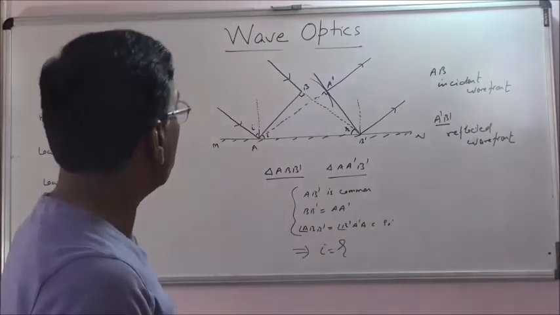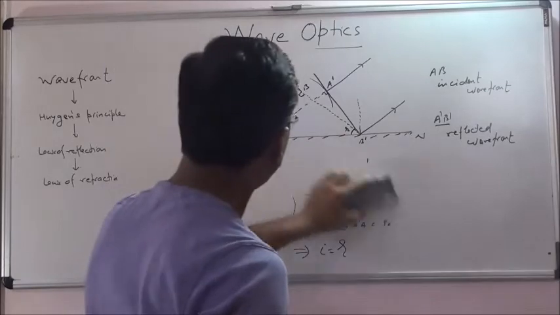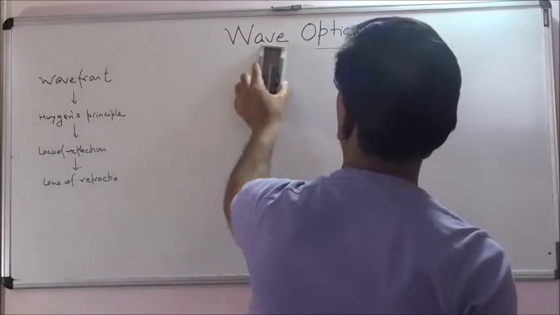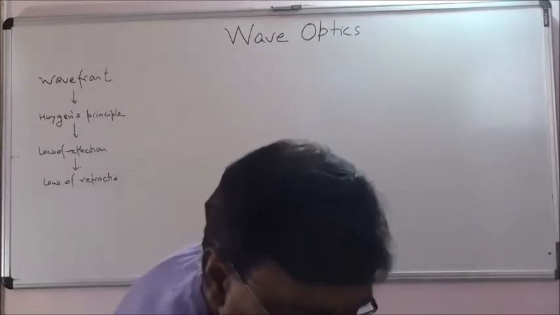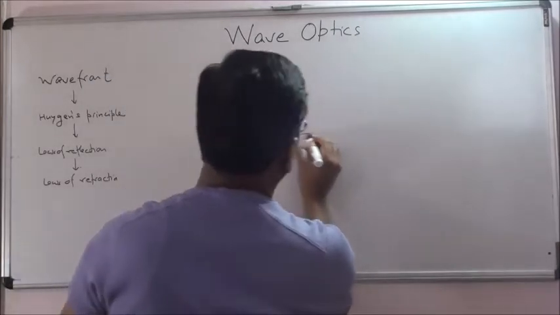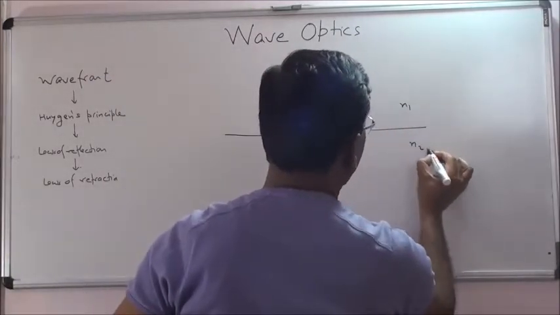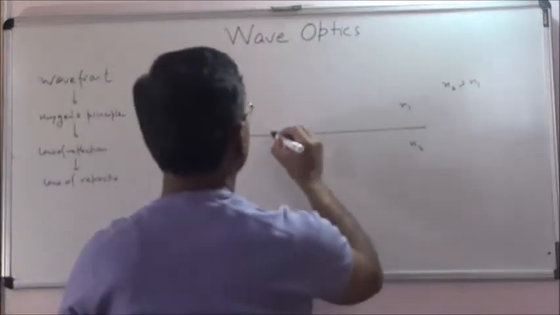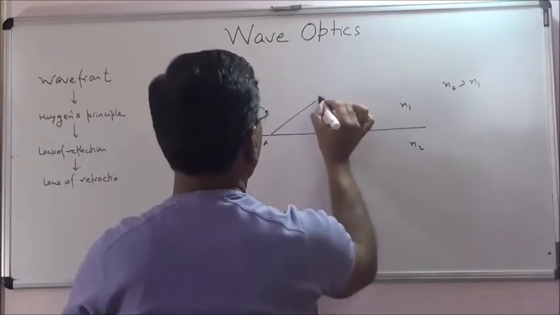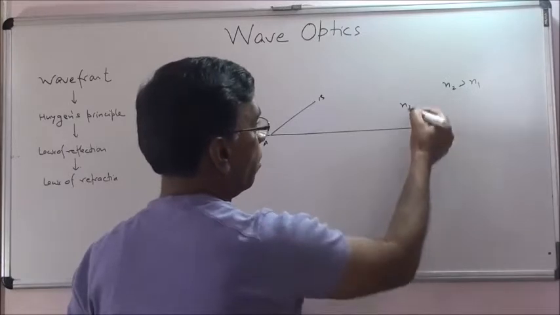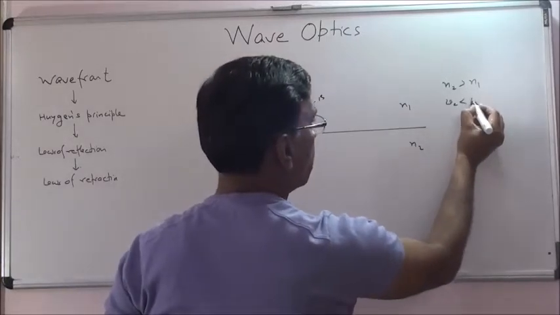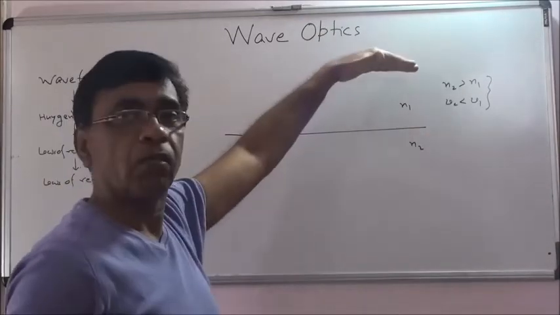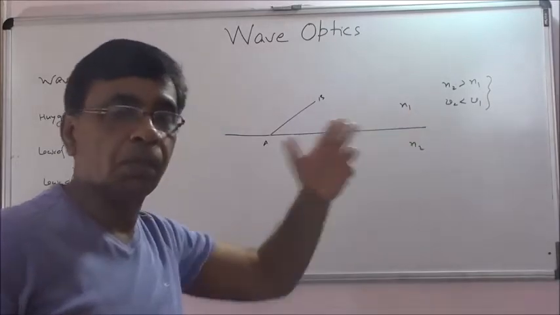Now let me apply Huygens principle to verify or to prove Snell's law. For that, I have to take two mediums, N1, N2. Let me take N2 greater than N1. N2 greater than N1 means V2 will be less than V1. Second medium is denser. That's the meaning of N2 more than N1. Light travels slower in this medium. That's the meaning of denser medium.